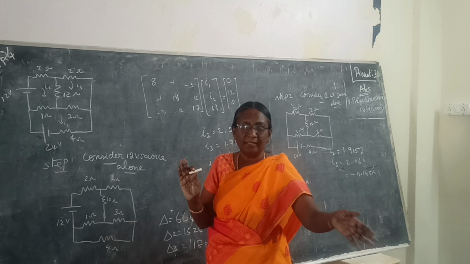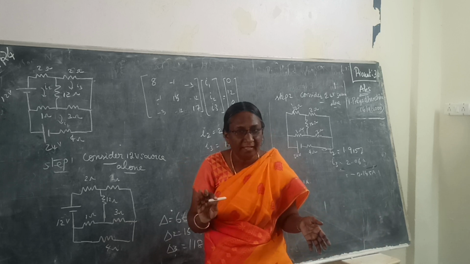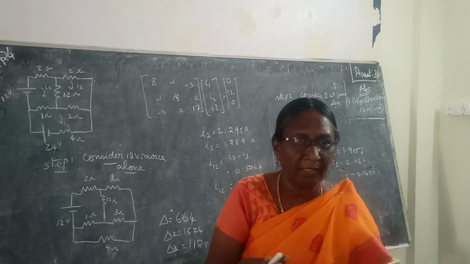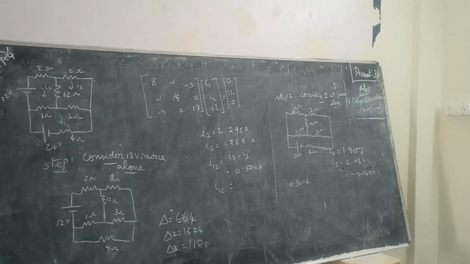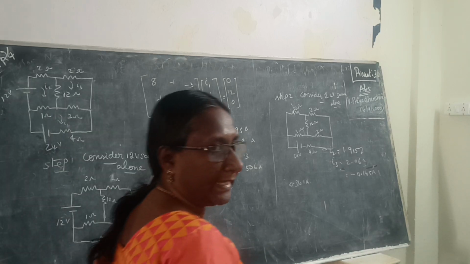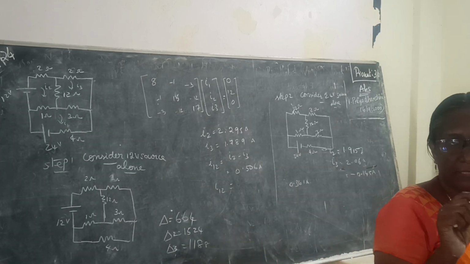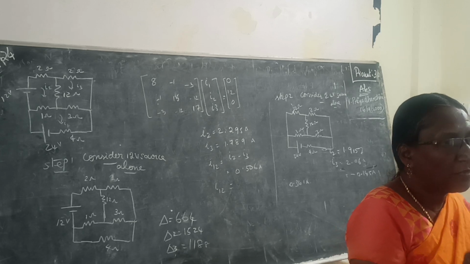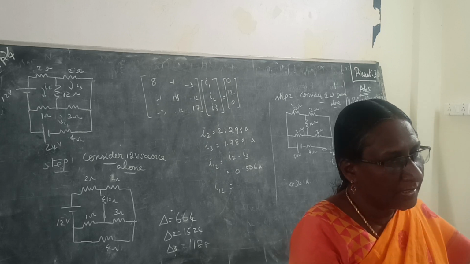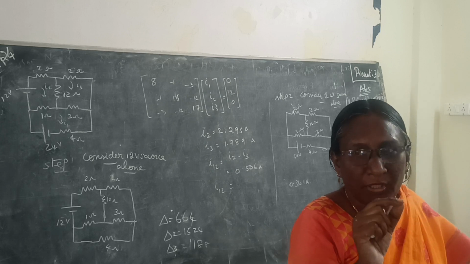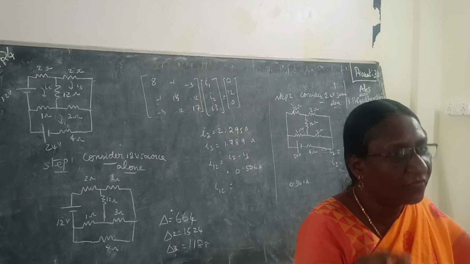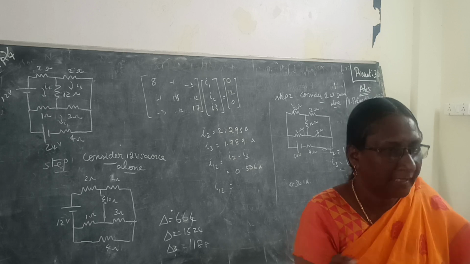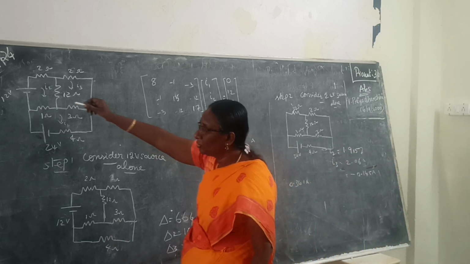In case they specify using superposition theorem, find out the current to 12 ohm using superposition theorem. So in this case, they specifically mentioned superposition theorem. What does the superposition theorem state? We are going to find out the response of the corresponding element by using individual sources. In this case, we are having two sources.